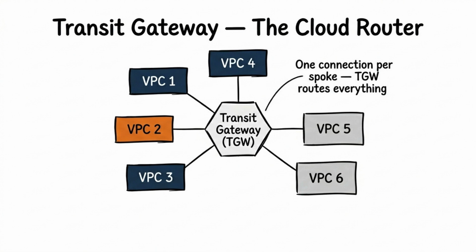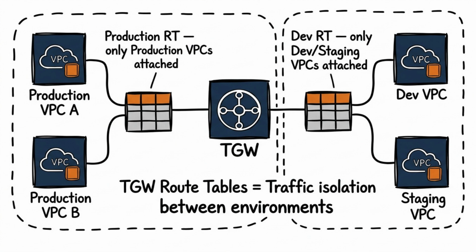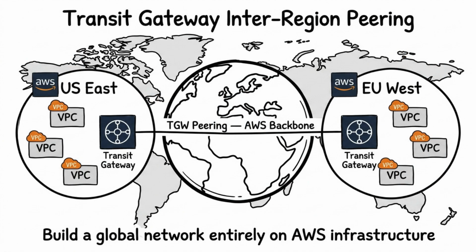AWS Transit Gateway solves this with a hub-and-spoke model. It acts as a centralized cloud router. Each VPC connects to the Transit Gateway, and through it can reach any other attached VPC or on-premises network via VPN or Direct Connect. One connection to the hub, access to everything. Transit Gateway supports thousands of VPC attachments and uses route tables to control which spokes can talk to which. So you can isolate production from development or prevent 2 business units from seeing each other's traffic. You can also peer transit gateways across regions, giving you a global backbone entirely within the AWS network.